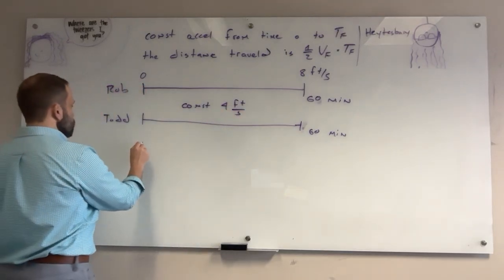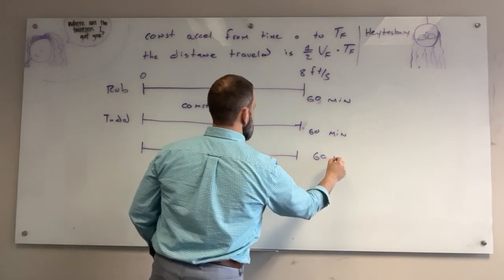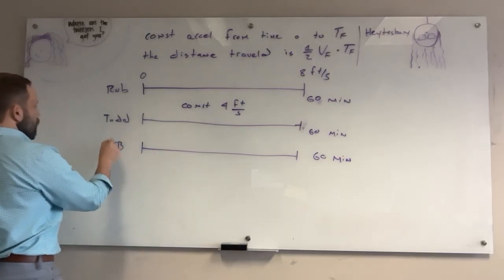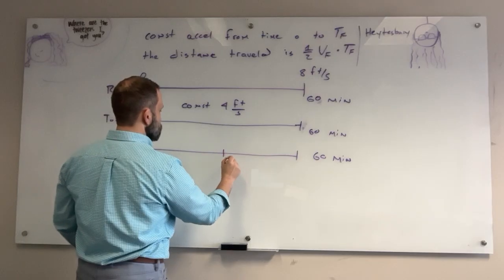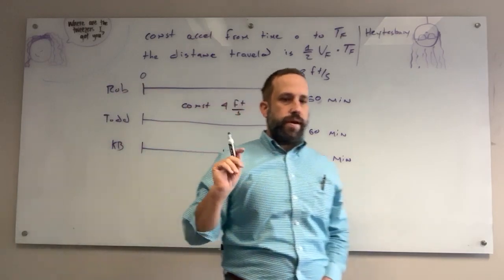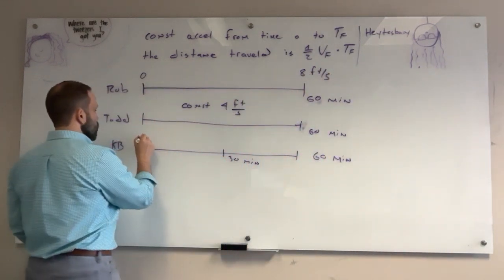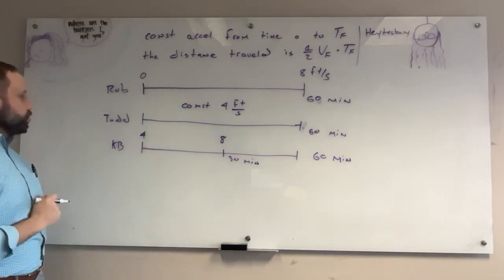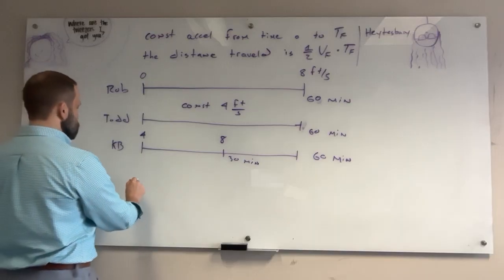You're going to have another person, KB, and for the first 30 minutes she is going to accelerate constantly from 4 to 8. So she'll accelerate from 4 to 8 in the first 30 minutes, and then, as we'll see, it doesn't matter what happens in the second 30 minutes.